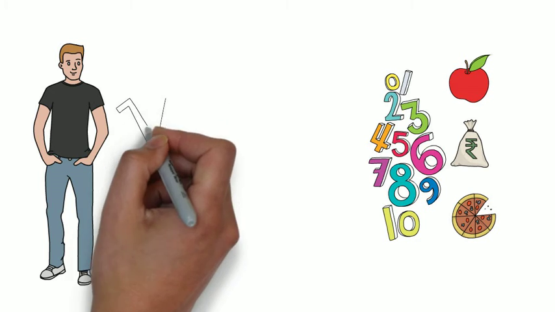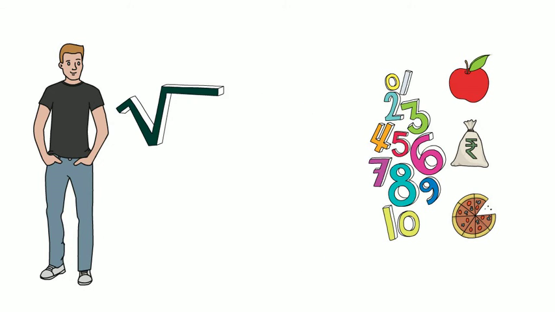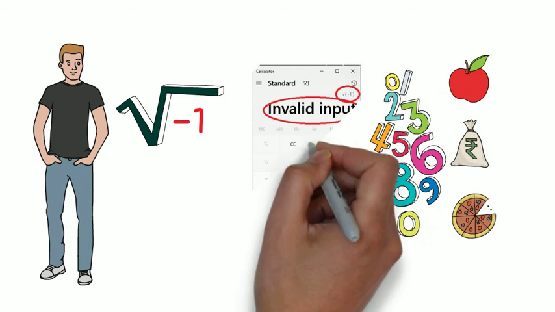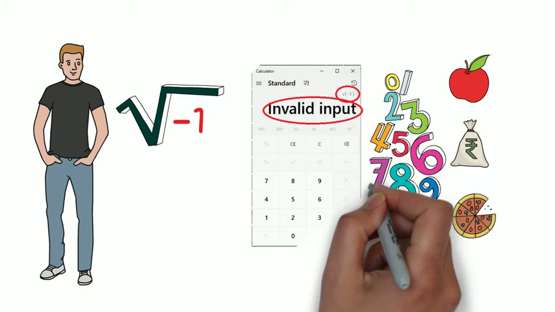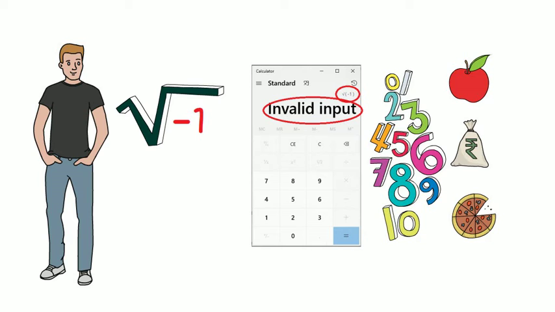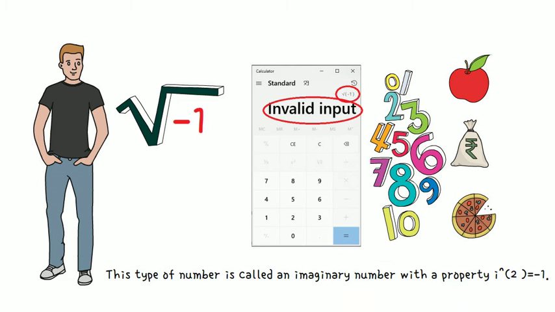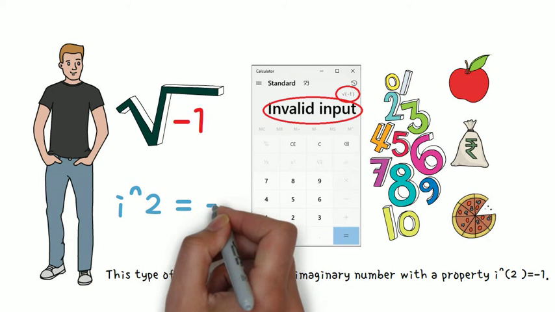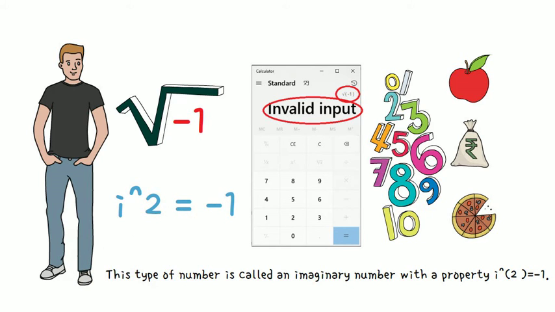Now take your calculator and find the square root of minus 1. What do you see? It will throw you the error, not a number or invalid input. Surprised? If it's not a number, then what is it? This type of number is called an imaginary number with a property i square equal to minus 1. In this post, I'm going to discuss how to visualize imaginary numbers and nothing more than that.